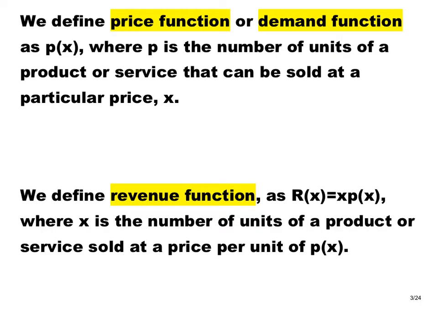What we are going to do in this section is find how we can achieve that balance. We are going to introduce a couple of definitions here. The first one is called the price function, or a demand function. The price function is a function in terms of X, where X is a set price, and the price function returns the number of units of product that we can sell at that price X.